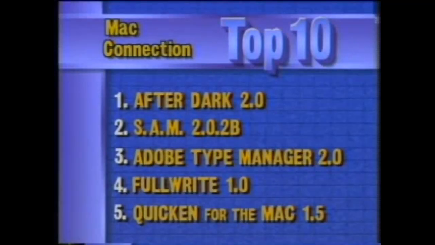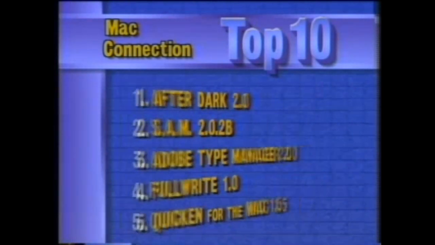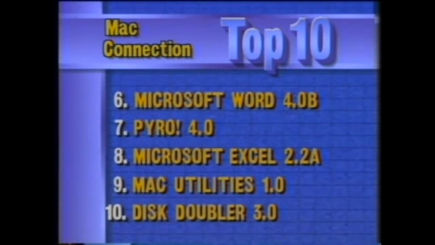Turning to this week's top 10 software titles on the Macintosh, Mac Connection reports that Berkeley Systems After Dark is number 1, followed by Symantec SAM. Number 3 is Adobe Type Manager 2.0, with Fulbright coming in 4th. In 5th place is Quicken for the Mac. Rounding out the top 10 are Microsoft Word, Pyro by 5th Generation, Excel, Peter Norton's Mac Utilities, and Disk Doubler from Salient.